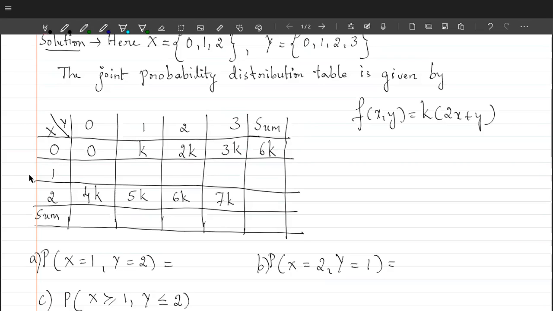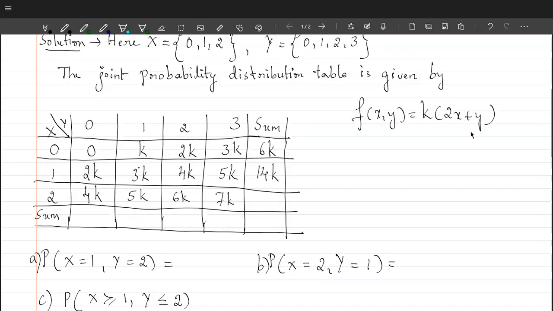The next entries, now x takes the value 1 and y takes the value 0. So put that here, 2 into 1 plus 0. So you get 2k. Now x takes the value 1 and y also takes the value 1. So here it will be 2 into 1, 2 plus 1, 3. So you get 3k. Then you get 2 plus 2, that is 4k. Then you get 2 plus 3, that is 5k. So if you add the values here, you should get 2 plus 3, 5, 5 plus 4, 9, 9 plus 5, 14k.